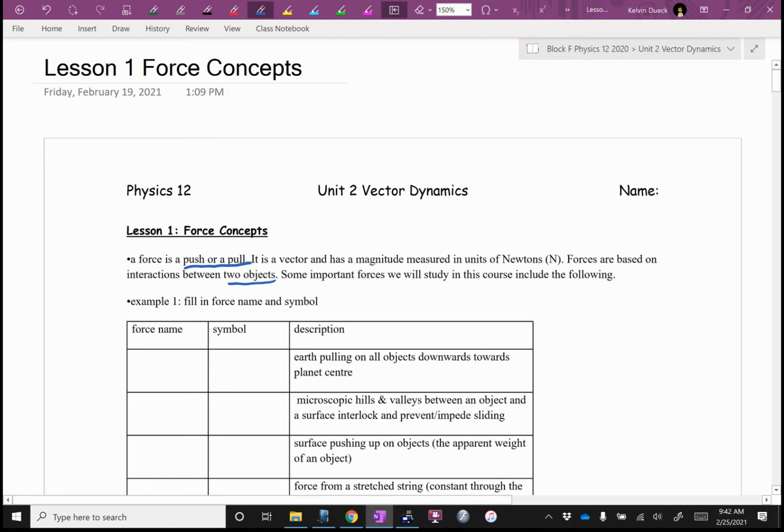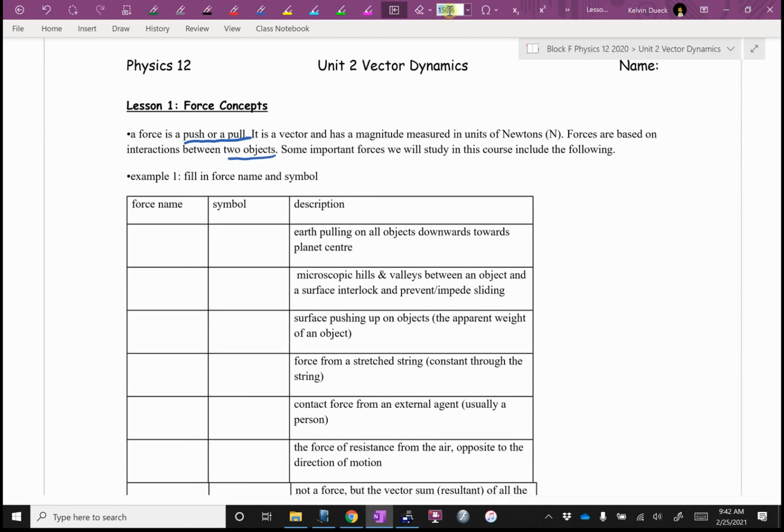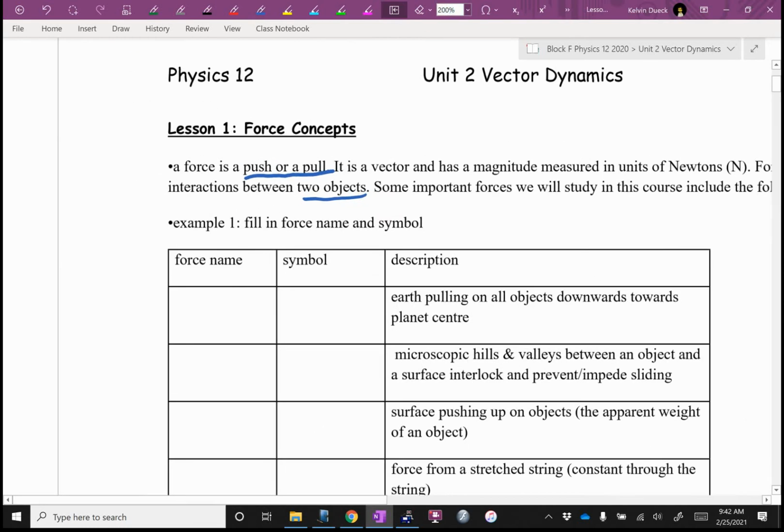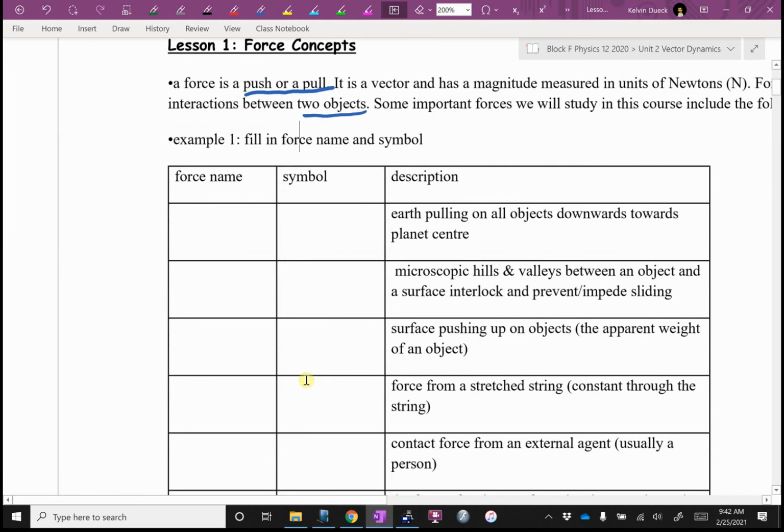Some important forces that we're going to study will include the following. These are some that we did last year, so you might remember these names. Who remembers what we called the Earth when it was pulling on all objects downwards towards the planet's center? What did we call that force? Gravity. Someone said it. Gravity. And Braden, what was the equation to calculate it? What was the symbol? I usually used F and a lowercase g.